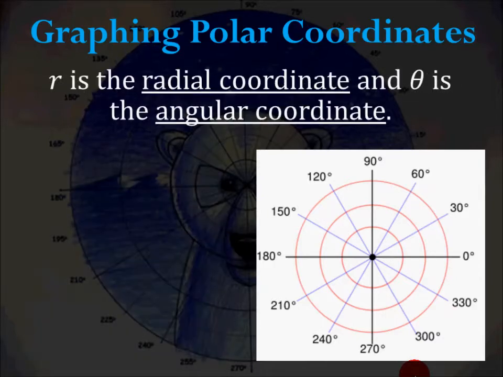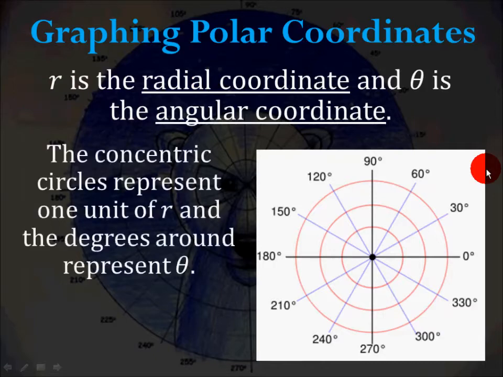So R is called the radial coordinate, and theta is the angular coordinate. You don't necessarily need to know these terms, but you do need to know what R and theta measure. The concentric circles on this graph represent one unit of R, and the degrees around represent theta.